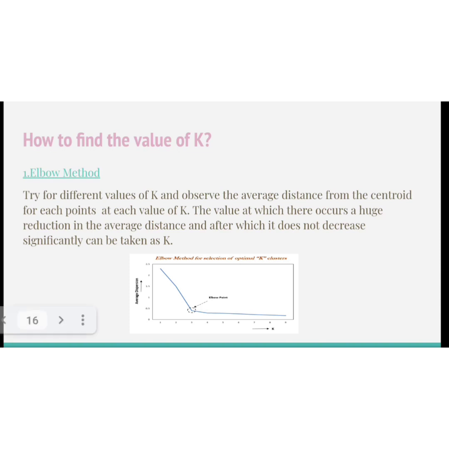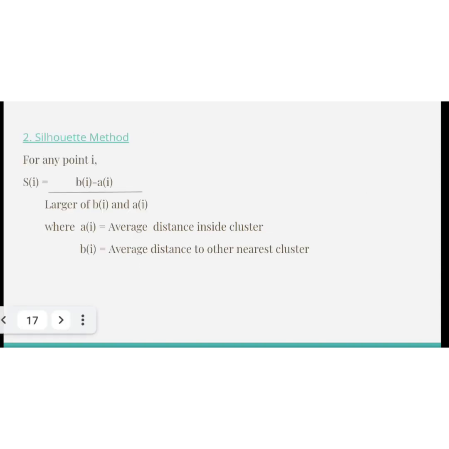Now the next method is called the Silhouette method. This is the Silhouette formula, that is S(i) equals b(i) minus a(i) divided by the larger of b(i) and a(i), where i is any data point. Now what are this a(i) and b(i)? We'll come to it.